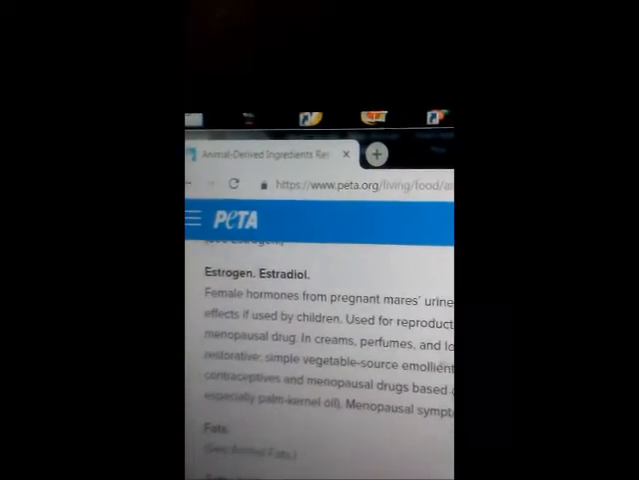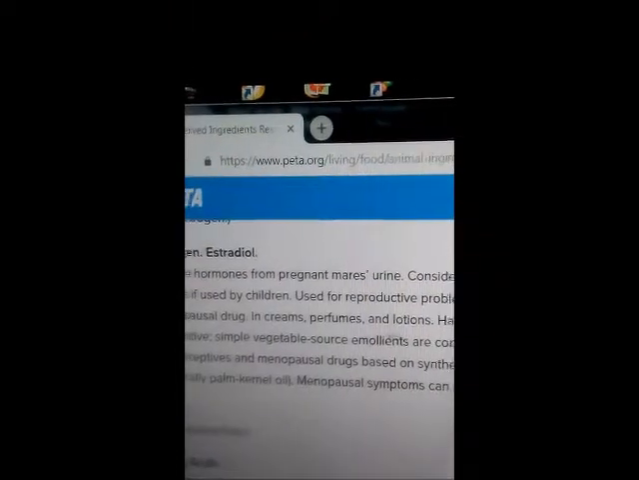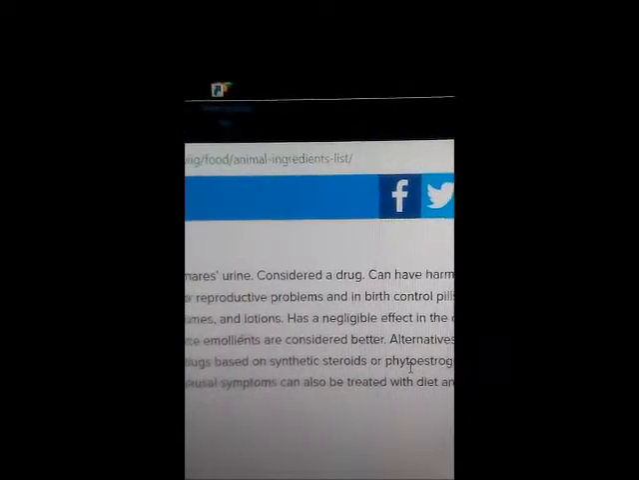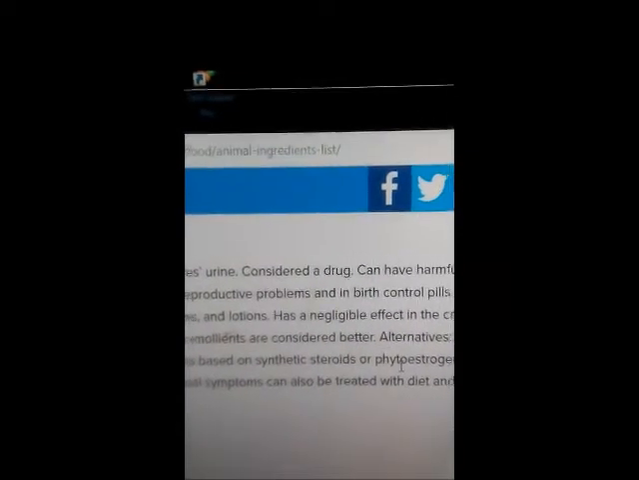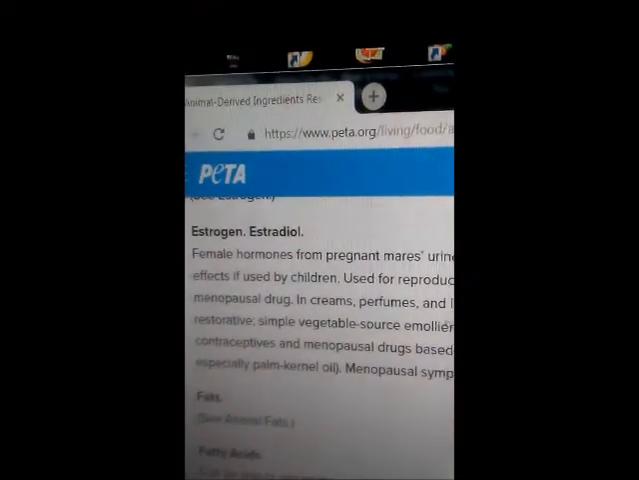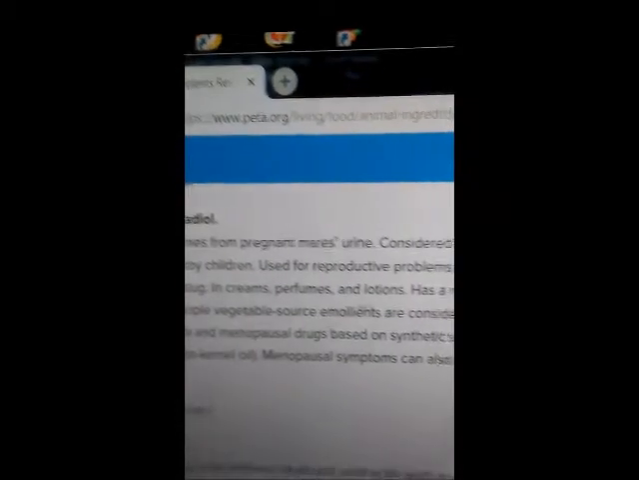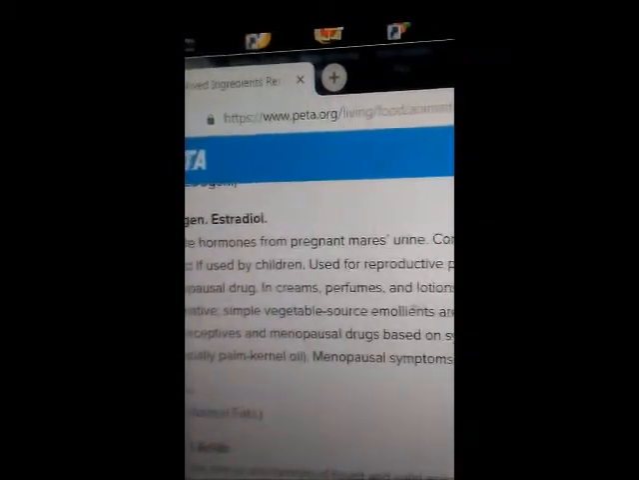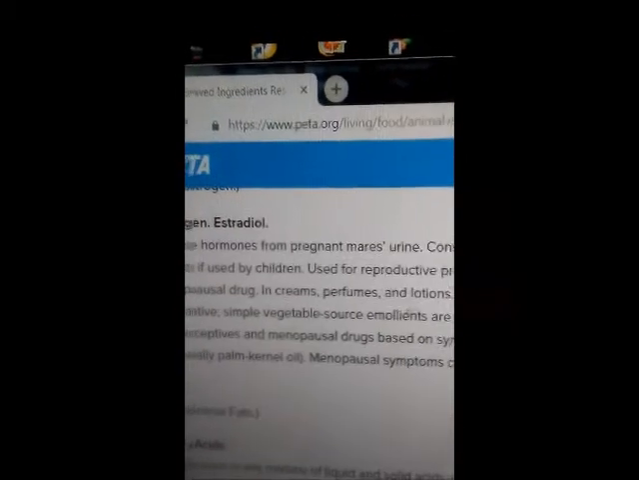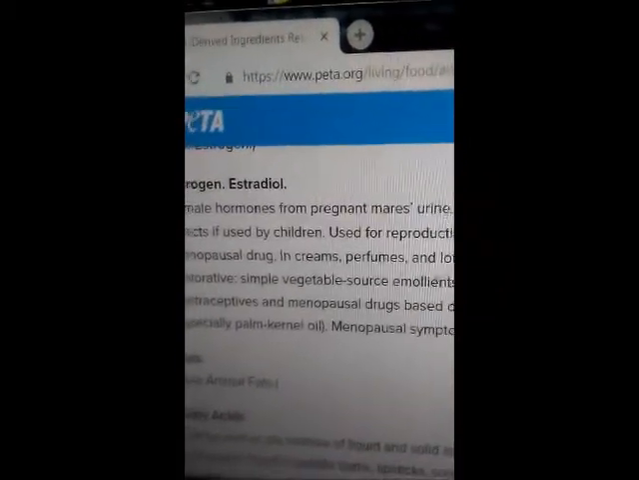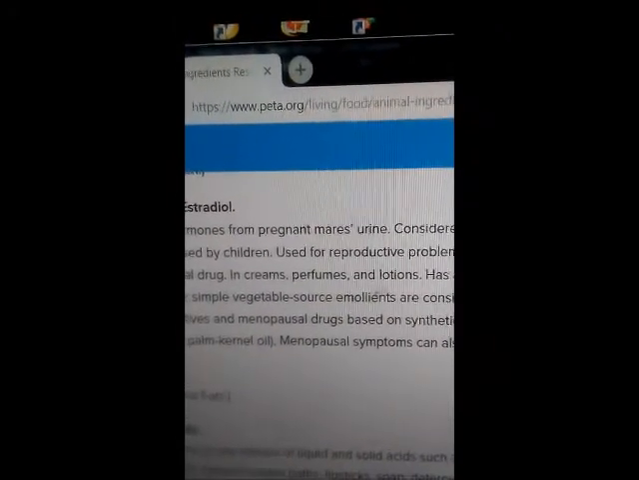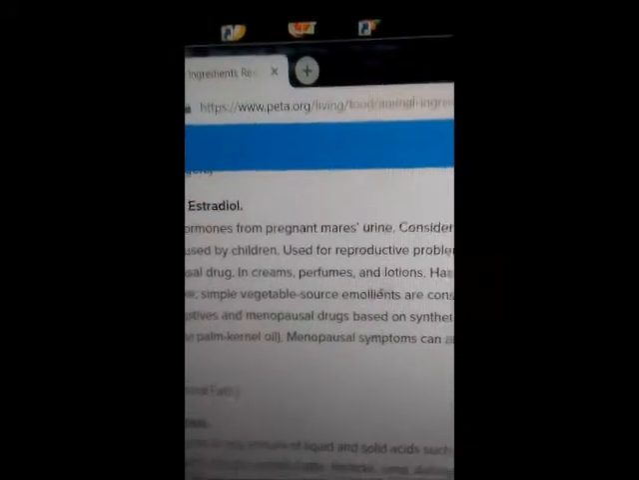A menopausal drug in creams, perfumes, and lotions has a negligible effect in the creams as a skin restorative. Simple vegetable source emollients are considered better. Alternatives: oral contraceptives. I'd rather none of the oral contraceptives, but if you are doing that, and menopausal drugs based on synthetics, those aren't good to be on anyway. There are natural remedies for that purpose.